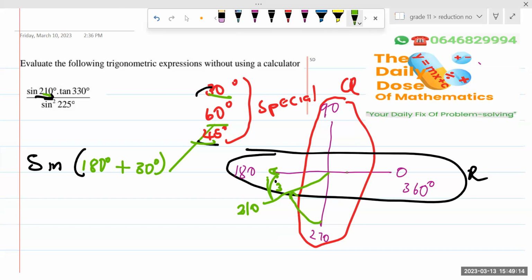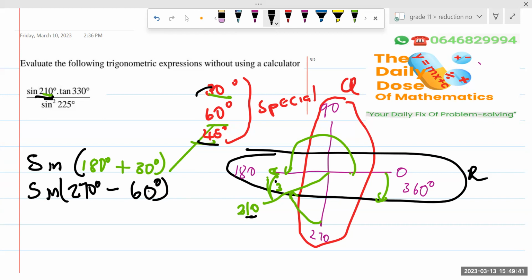Mathematically, we measure our angles anti-clockwise. We move this way. So if you go this way, you are going forward. If you go this way, you are going backwards. We are subtracting. So another learner can say I could have written this thing this way: the sine of 270 degrees minus, what should I add here? I'm subtracting what so that I can get 210? 60 degrees. So we've written 210 in another way. When I type these, this is going to give me 210. This here gives you 210.